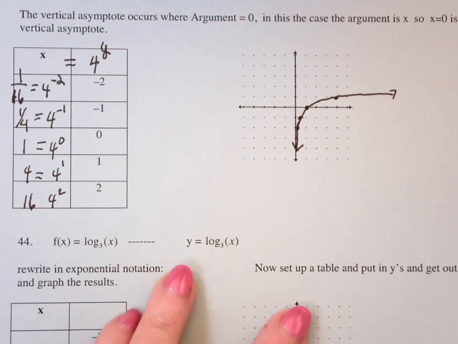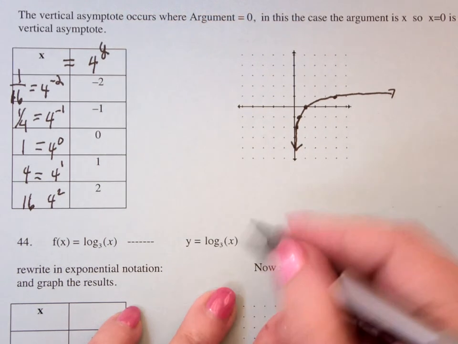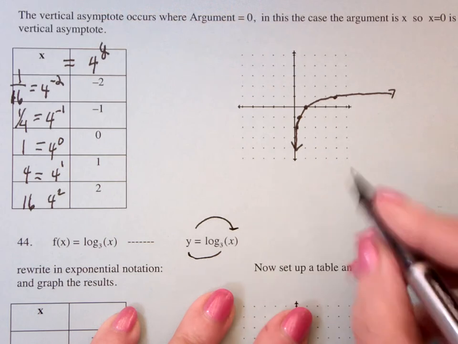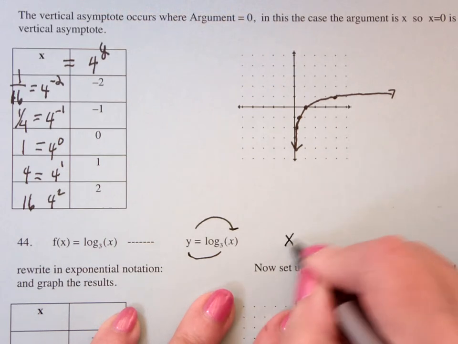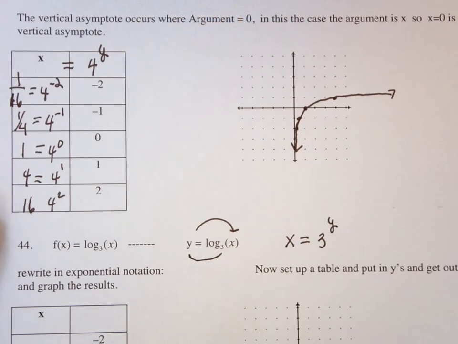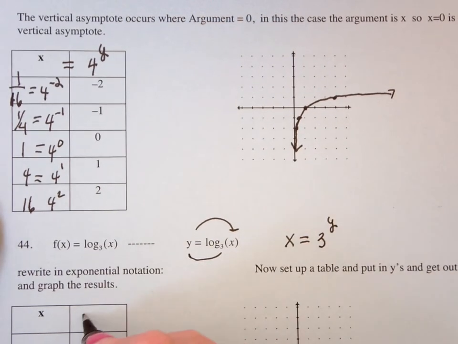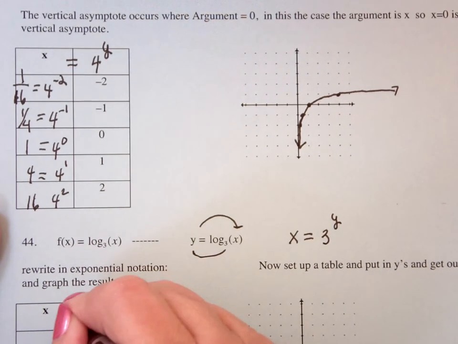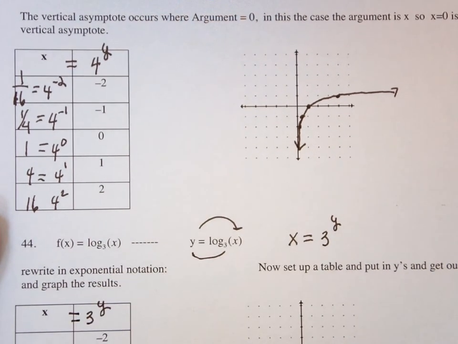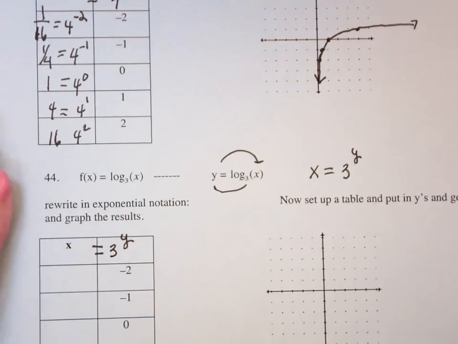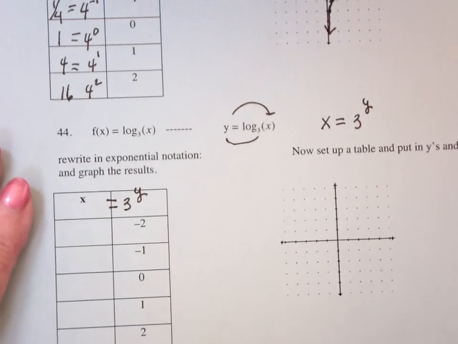If I wanted to graph y equals log base 3 of x, I'd first have to rewrite this thing as 3 to the y is equal to x, or x equals 3 to the y power. So x equals 3 to the y. And now I'm going to put in y's and get out x's. Now all logarithms are going to look alike, just like all exponentials look alike.